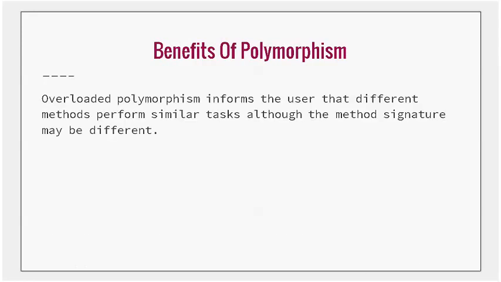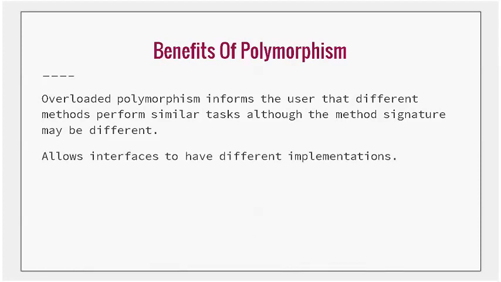Okay, now let's see what the benefits of polymorphism are. Overloaded polymorphism informs the user that different methods perform similar tasks, although the method signature may be different. So let's say you have an overloaded method, which means the same method name but with different signatures or different parameters. Once you know one method, you will know what the other methods can also do, although the parameter type will be different. So that is one example of a benefit of polymorphism.